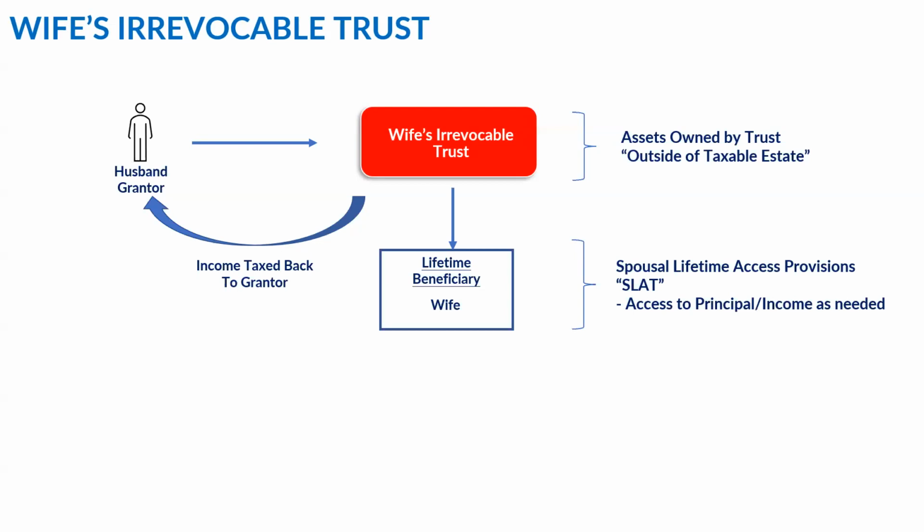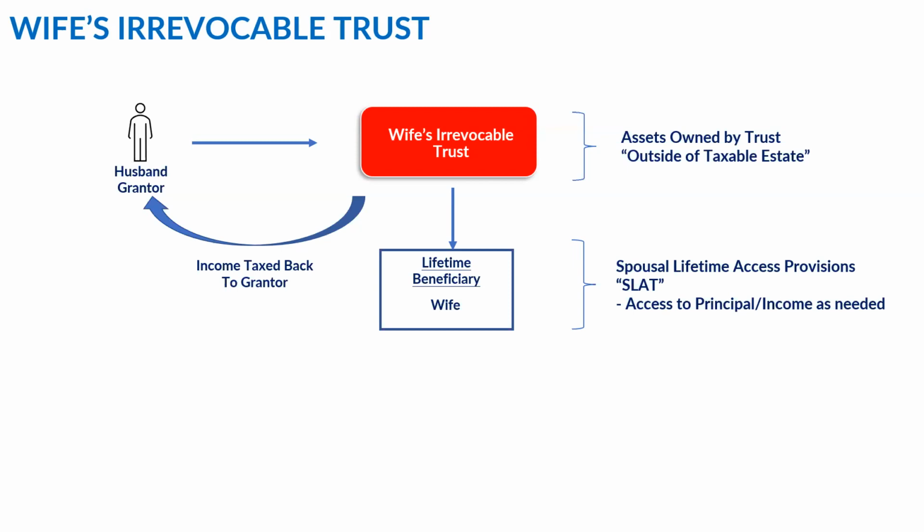Now we look at the lifetime beneficiary. In this case, let's make the wife the lifetime beneficiary. We can make her the trustee of the trust if we want to, or we can have an outside trustee, a third party, be the trustee. But in this case, we can give the wife access to the principal and income of the trust in her full discretion if she's the trustee and also the lifetime beneficiary.